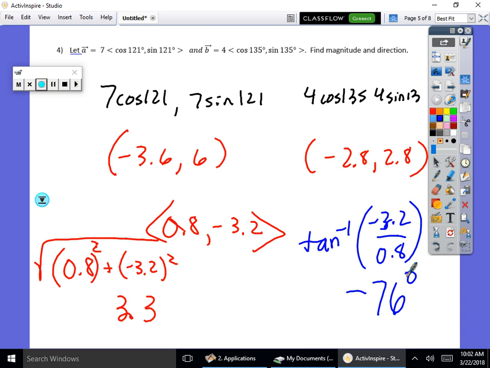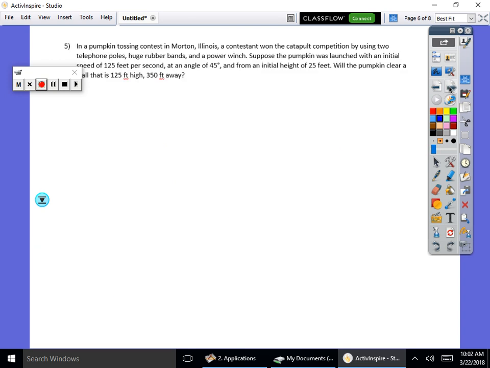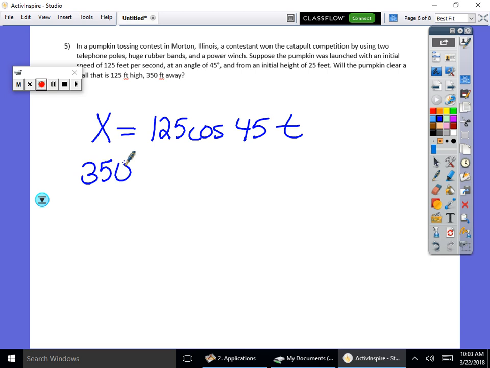All right, almost done. Now we're at the pumpkin tossing. I did change the problem and made it a little bit easier, so I don't know if you marked that, but I want to know if the pumpkin clears a wall that is 125 feet high, 350 feet away. So my x equation ends up being 125 cosine 45t, right? I can replace x with what? 350. Okay, remember the length is x and the height is still y, and t is like z. It's the third dimension.